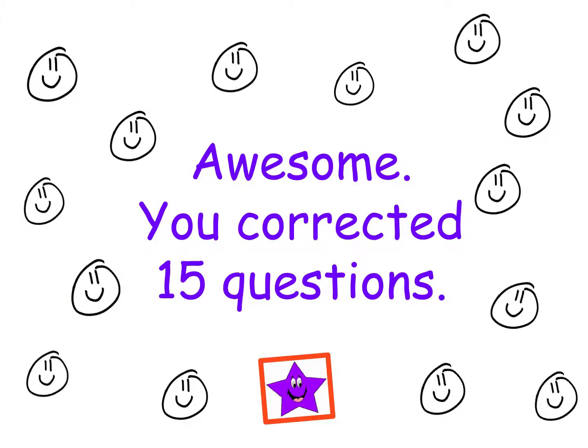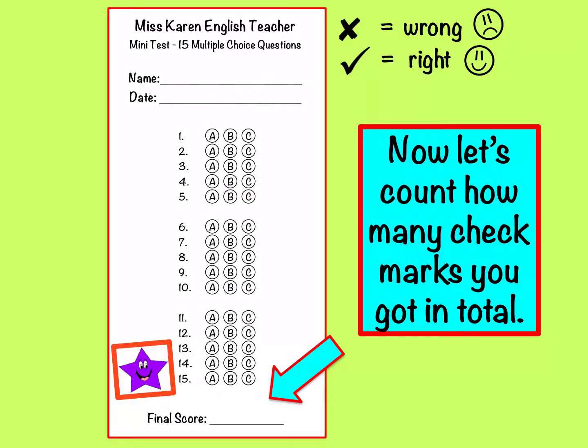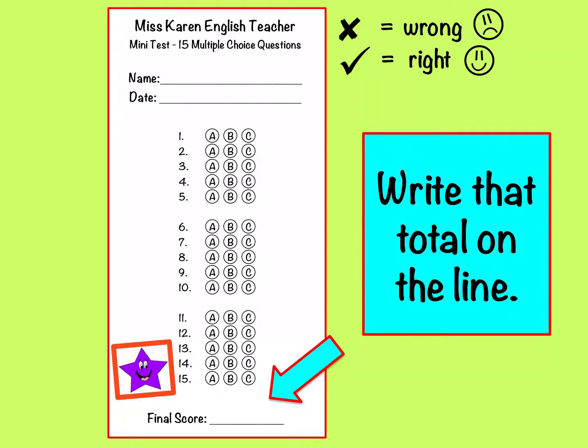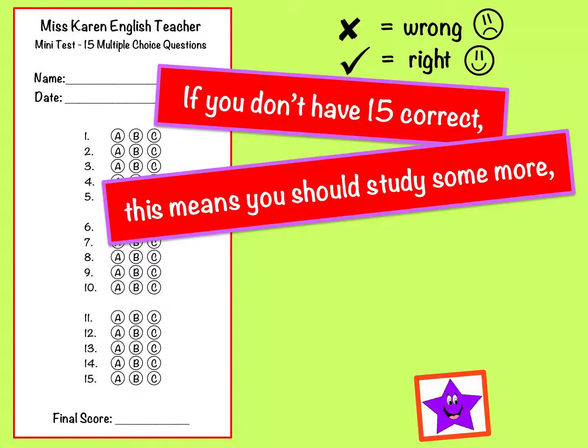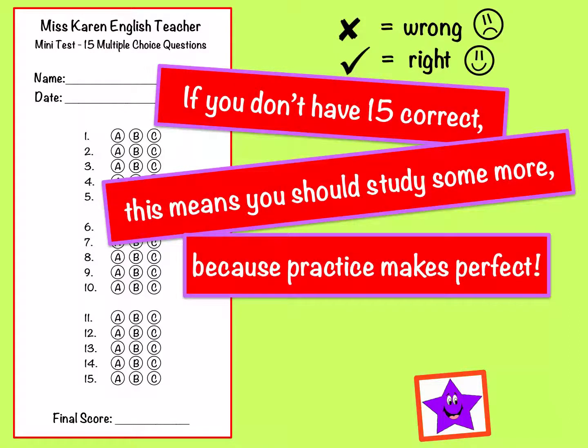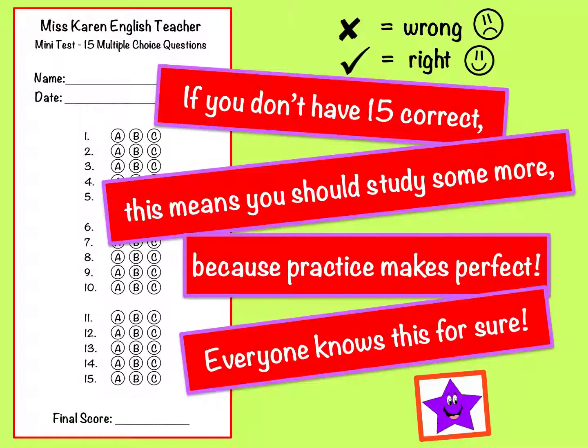15 questions. Now, let's count how many check marks you got in total. Write that total on the line. If you don't have 15 correct, this means you should study some more, because practice makes perfect. Everyone knows this for sure.